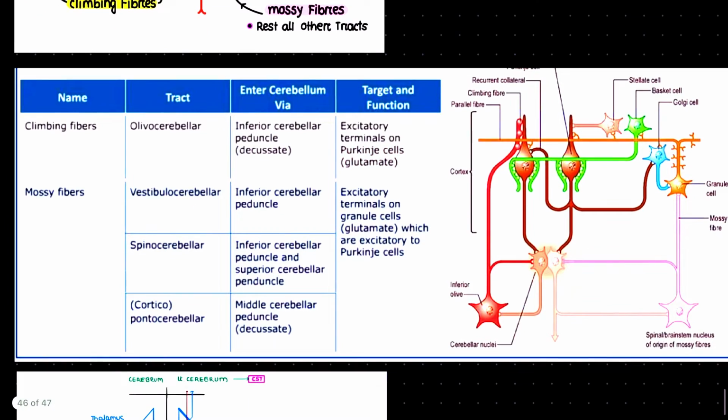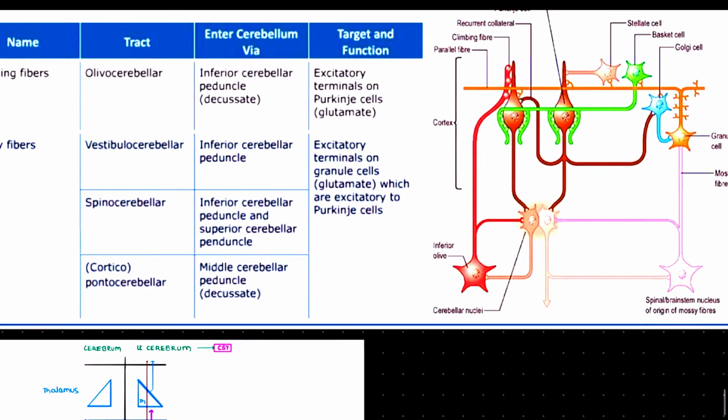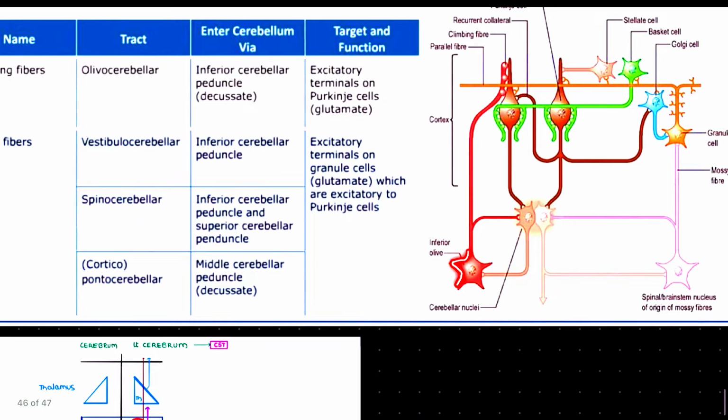In this diagram we will see the climbing fibers. Here, this is the inferior olive in the medulla oblongata. The fiber that is arising from here is our climbing fiber.